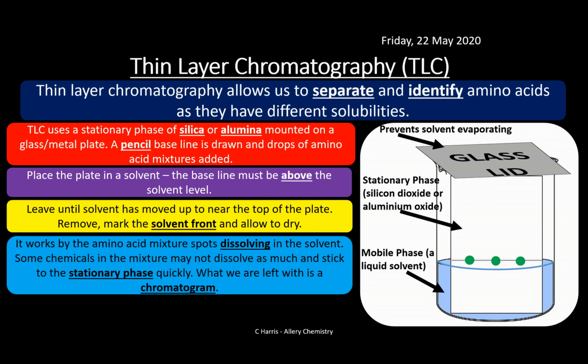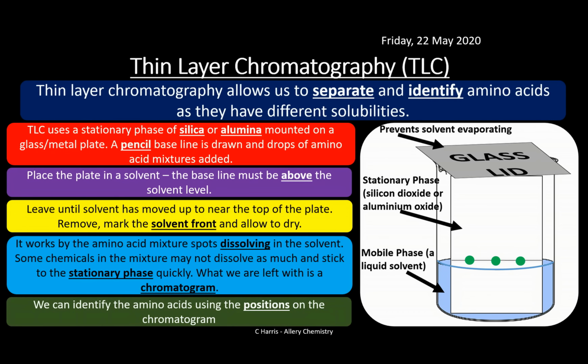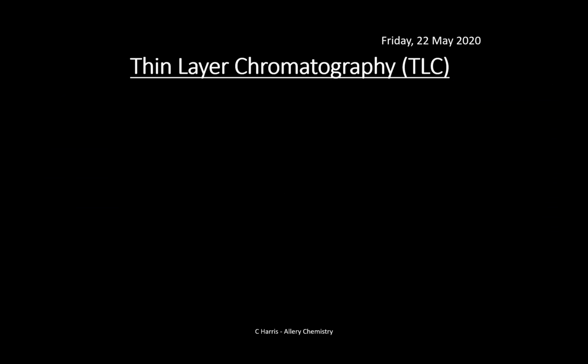Okay, so we have our chromatogram at the end, and then what we need to do is mark up where these amino acids are, and we use the positions on the chromatogram to help identify what the amino acids are. We're going to look at the method, and how we can interpret our chromatogram to identify an amino acid. So let's have a look.